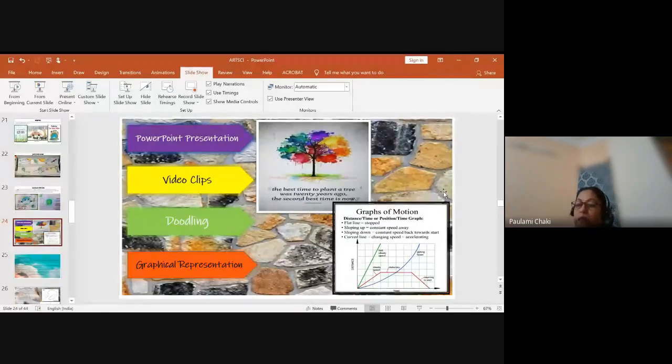Suppose I am teaching one topic wherein I am teaching them different adaptations, or I am teaching them the Red Data Book. Why can't they do a PowerPoint presentation? They can always do a PowerPoint presentation, but in this case, you always divide them into groups. Make it a group activity rather than an individual activity. So they will learn how to collaborate, how to communicate, how to critically think, and how to come to a creative and beautiful creation. So PowerPoint presentations, video clips, doodling.